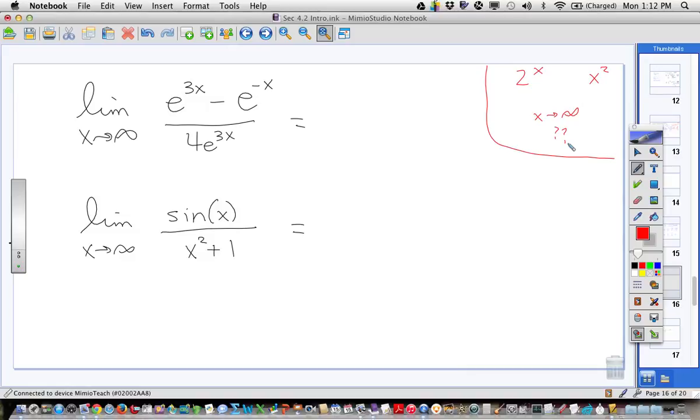Two to the x and x squared. Now both of those are getting big. I mean, 2 to the x goes up like that, x squared goes up like that. So they look very similar. So as x gets bigger, both of these get bigger and bigger and bigger. Million squared, trillion squared, 2 to the million, 2 to the trillion. Which one is bigger? And which one's getting bigger faster?